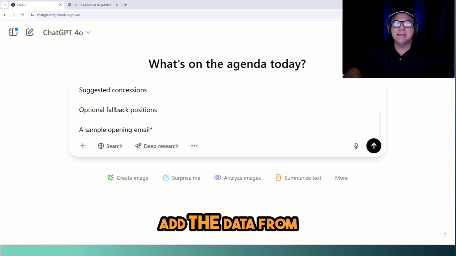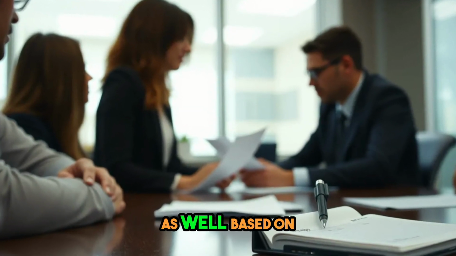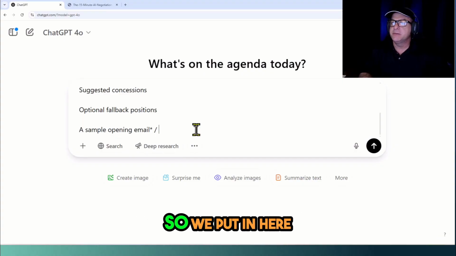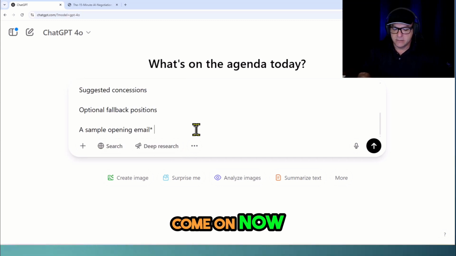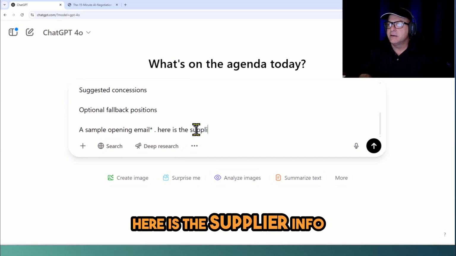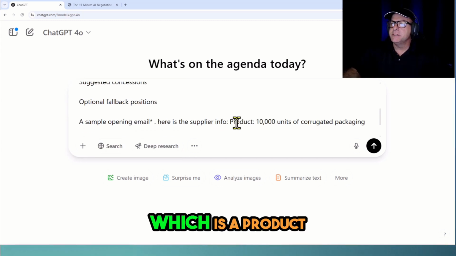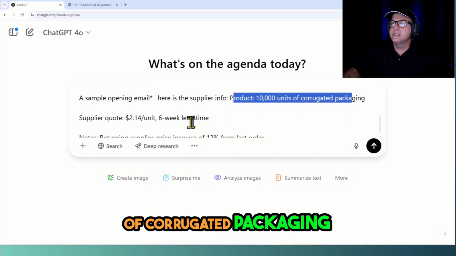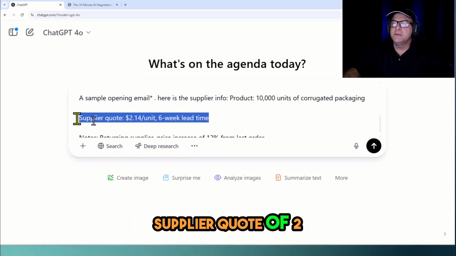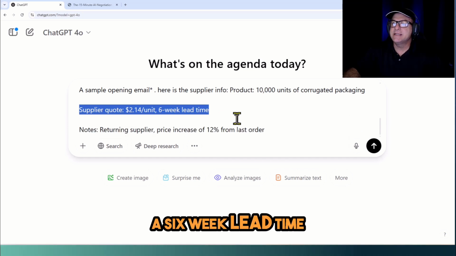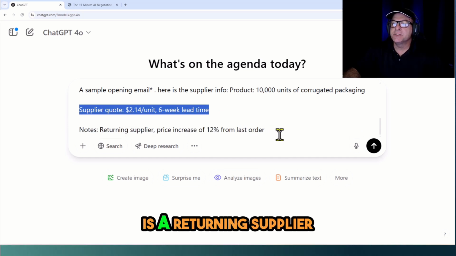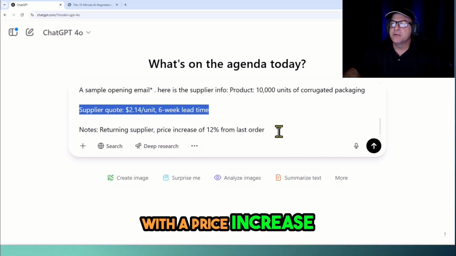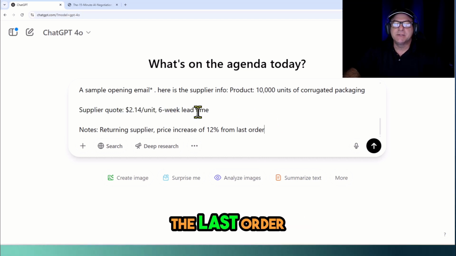Now let's go ahead and add the data from the supplier. This is the kind of data that you would need to provide as well, based on what you're trying to do. So we put in here the supplier info: a product of 10,000 units of corrugated packaging, supplier quote of $2.14, a 6-week lead time, and notes that this is a returning supplier with a price increase of 12% from the last order. Now let's go ahead and see what happens.